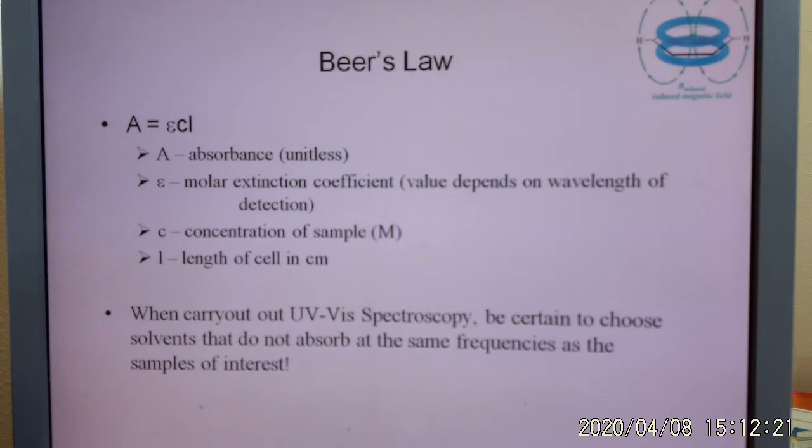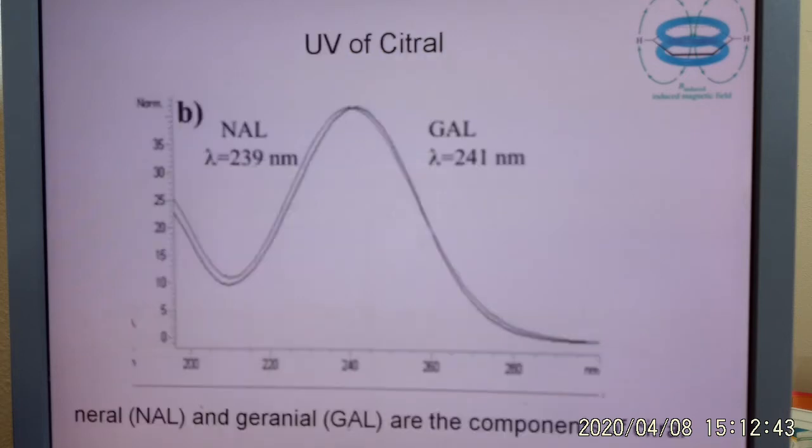Usually it's 1.00 centimeters. When you carry out UV-vis spectroscopy, make sure you choose solvents that do not absorb at the same frequencies as your samples of interest, because if you do, you're going to get absorption not due to your sample, but due to your solvent, and that's what you want to avoid.